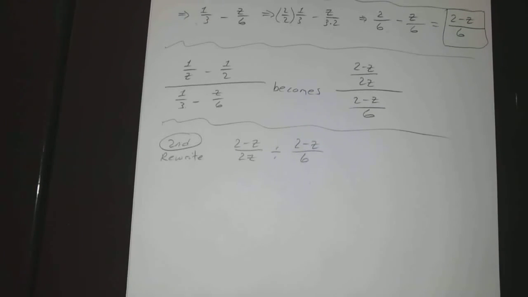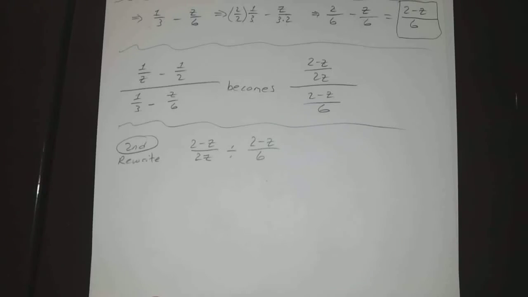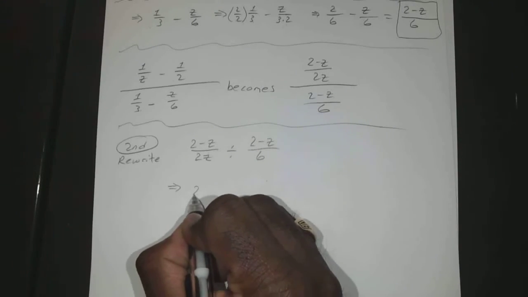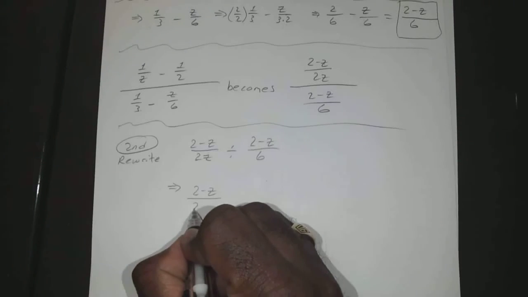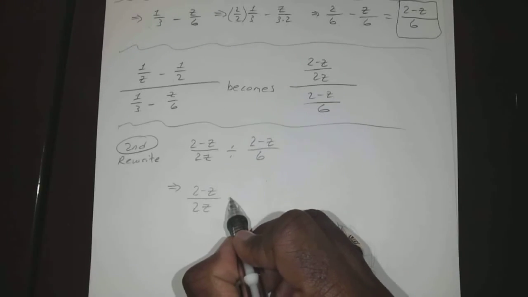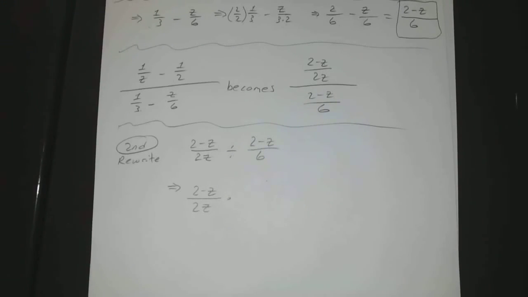Okay, so now we have two fractions. Which means we write down our first fraction, 2 minus z over 2z. Change our division to multiplication. Then we go ahead and flip the second one. So you have 6 over 2 minus z.